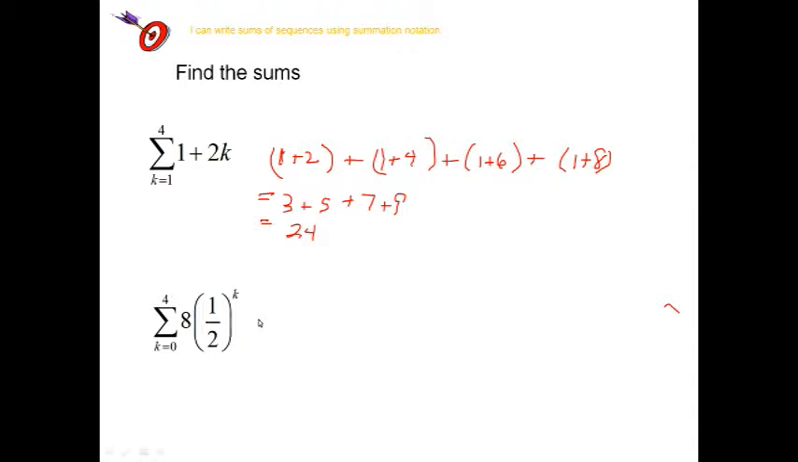Down here I have a different type of sequence. You might recognize it as geometric. It's a series. So the sum of 8 times 1/2 to the kth power from k equals 0 to 4. So let's add that one. When k equals 0, I have 1/2 to the 0, which is 1. And you know what I'm going to do out here just to make this easier? I'm going to take my 8 and move it out here, because then I don't have to multiply by 8 each time. I can just do it once. So 1/2 to the 0 is 1. 1/2 to the 1 is 1/2. 1/2 squared is 1/4. 1/2 cubed is 1/8. And 1/2 to the 4th is 1/16.